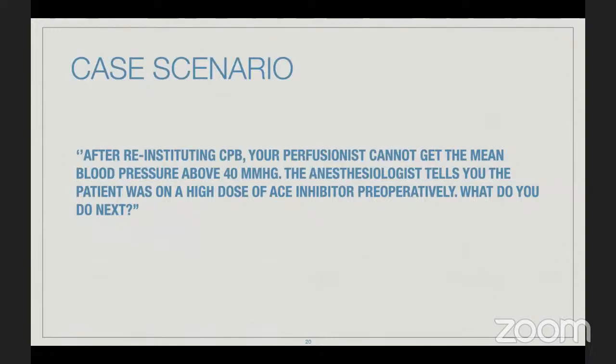Okay. So after institution of bypass, your perfusionist cannot get the mean blood pressure above 40 millimeters of mercury. The anesthetist is telling you that the patient was on a high dose of ACE inhibitor preoperatively. What do you do next? What is this? And what is this case? Anyone? Let me ask a question.